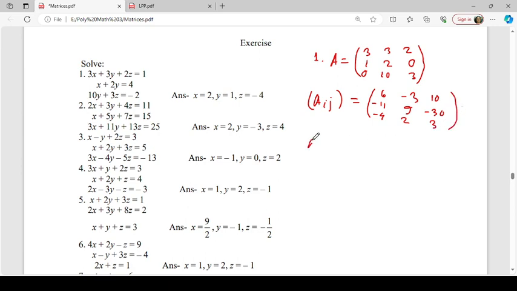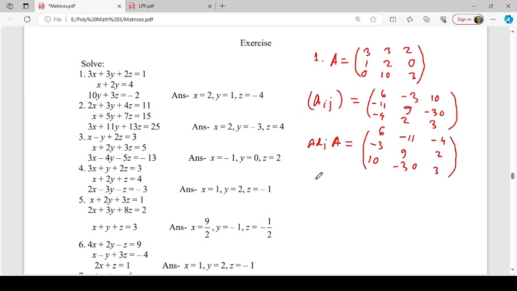So this is the cofactor matrix. Then adjoint of A is 6 minus 3 10, then minus 11 9 minus 30, and minus 4 2 3. So this is adjoint A.